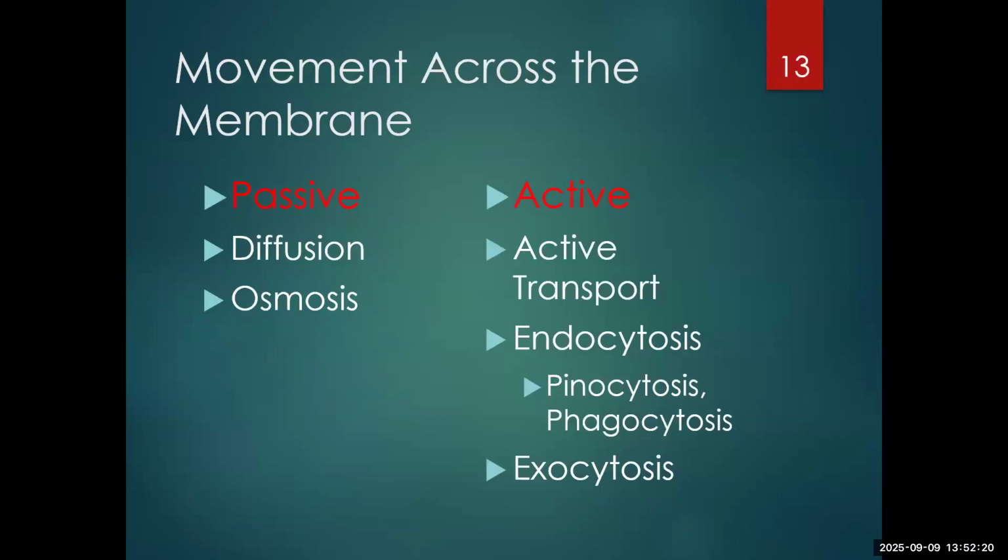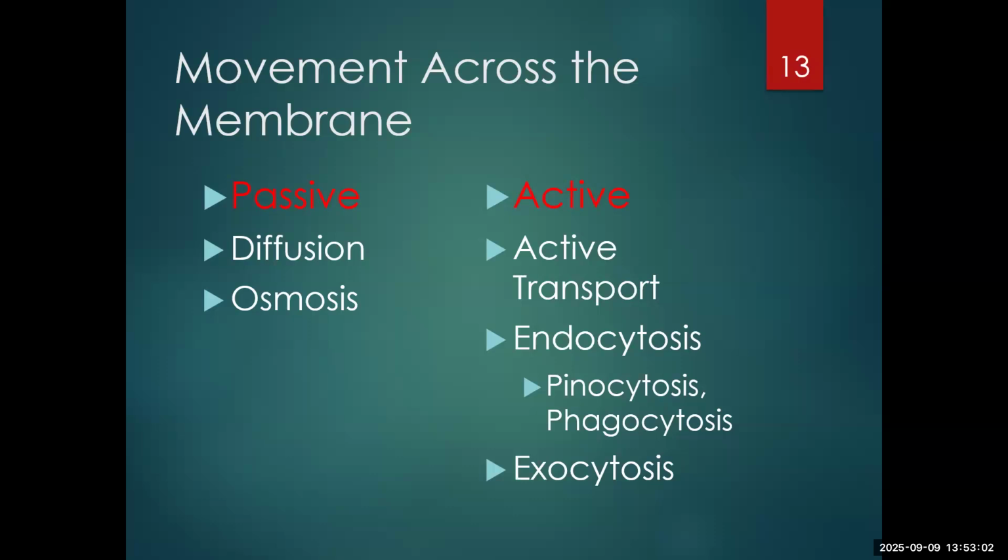All right, the membrane also is important because it allows material into and out of the cell. That process is called movement of materials across the membrane. Movement of materials across the membrane can be either passive or active. Passive means that it does not require cellular energy in the form of ATP. Passive does not require energy from the cell. Active does require energy. So the passive types of movement are diffusion and osmosis.